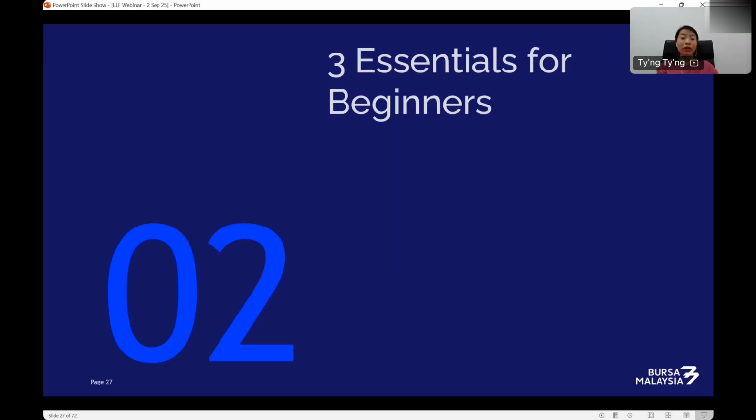Now, we're going to move into the second topic about three essentials for beginners. This topic is mainly for beginners. For those who have experience, just take it as a revision. Bear with me. Later, I'm going to go into the trading strategies and trading ideas. But before that, we need to cover some ideas for those who do not have experience in futures, because I noticed that the majority of you do not have ideas or experience in futures.